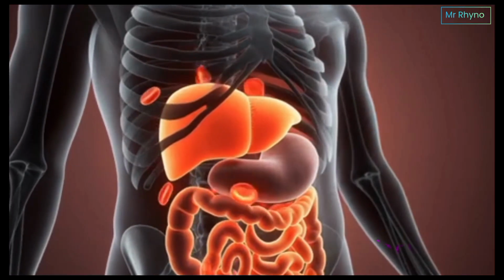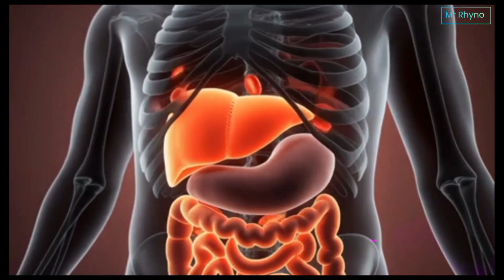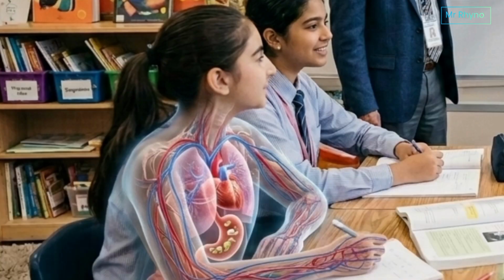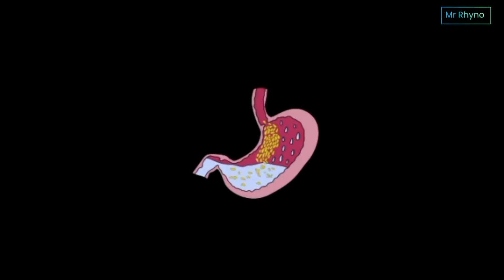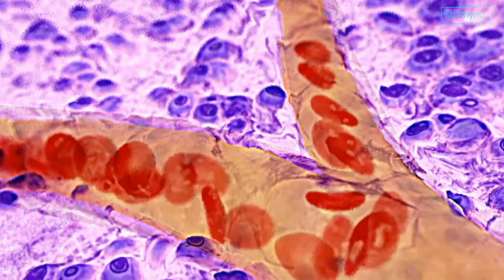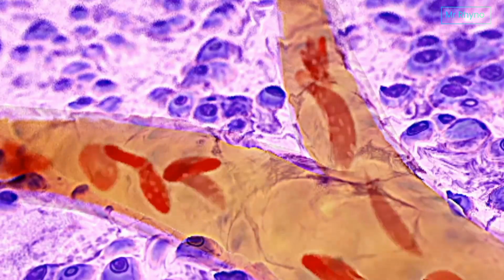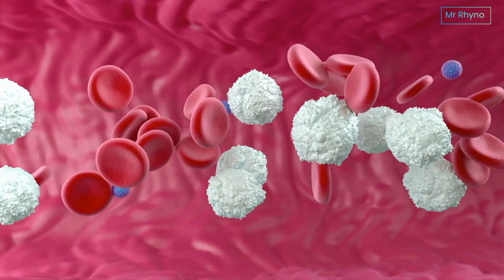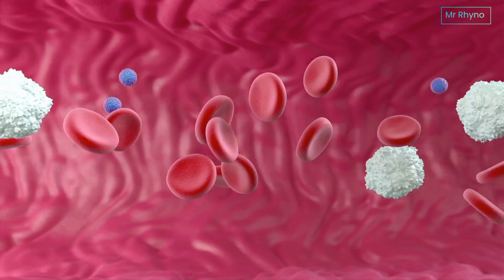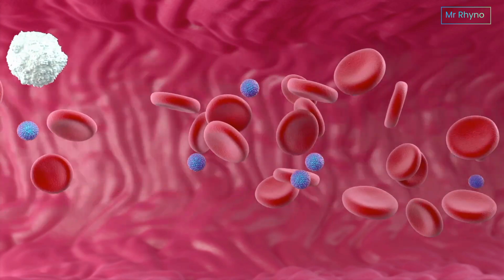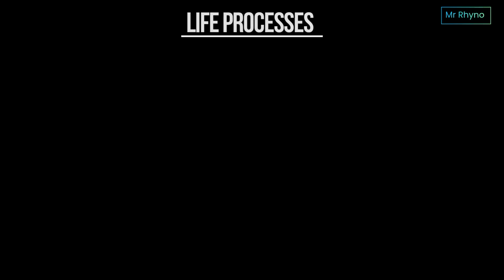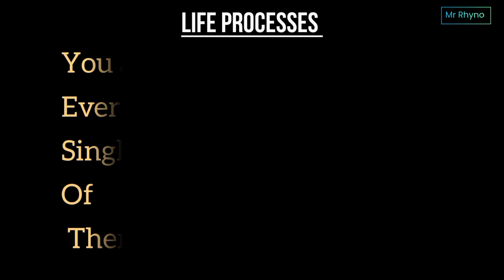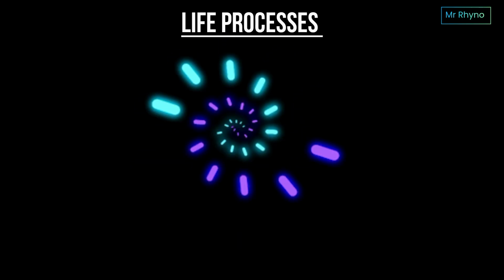Now, I want you to pause and ask yourself something. Right now, as you're watching this video, your heart is beating, your lungs are filling with air, your stomach is digesting the food you ate, and your blood is rushing through thousands of kilometers of blood vessels inside you. All of this is happening automatically, silently, without even you thinking about it. Isn't that absolutely amazing? These are called life processes, and today we're going to understand every single one of them, step by step, in a way that you will never forget.